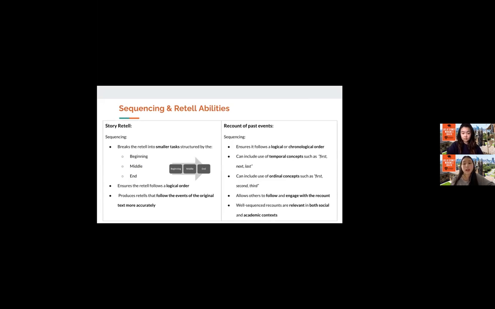Sequencing is also required for verbal or written recounts of past events. Appropriate sequencing ensures that students recount past events in a logical or chronological order so that others can follow their story. This can include temporal and ordinal concepts such as first, next, and last, or first, second, and third. Recounts are important academically, but informal verbal recounts between family and peers also serve a social purpose and encourage social participation as well.